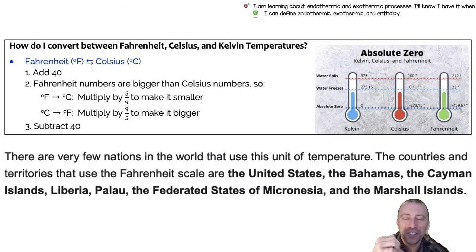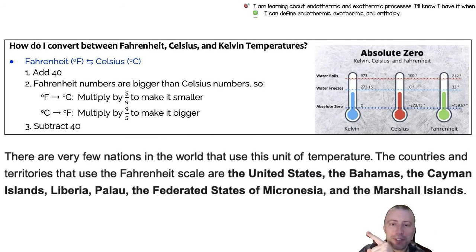You might have learned that almost no one in the world uses the Fahrenheit temperature scale. Almost the whole world uses the Celsius scale. So here's a list of countries that still use Fahrenheit. Only us, the Bahamas, Cayman Islands, Liberia, Palau, Federated States of Micronesia, and Marshall Islands. So really no other world superpower uses the Fahrenheit scale, but here we are.